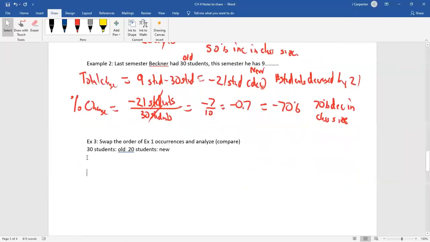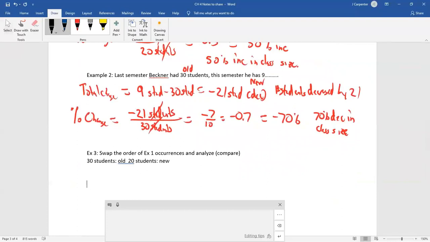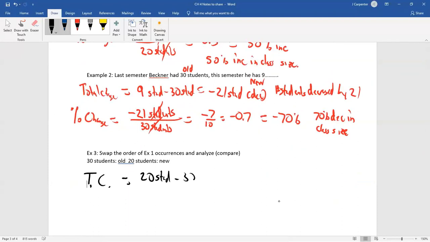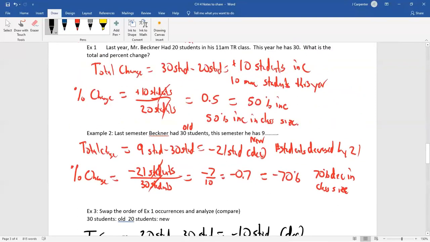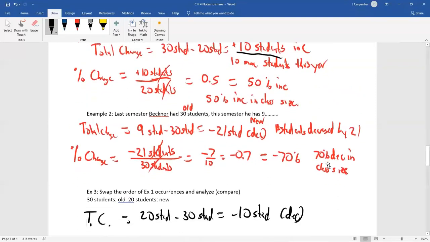Okay, so the total change, TC, is the new minus the old, which would be 20 students minus 30 students. That would be negative 10 students. So that would be a decrease now. So the total change of negative 10 students is very similar to the previous total change of positive 10 students. It's just that it's a decrease instead of an increase. It's just negative instead of positive. So the total change, when you swap the order, only matters in sign. The magnitude of the number, the 10, is actually the same. But the plus or the minus absolutely makes a difference.